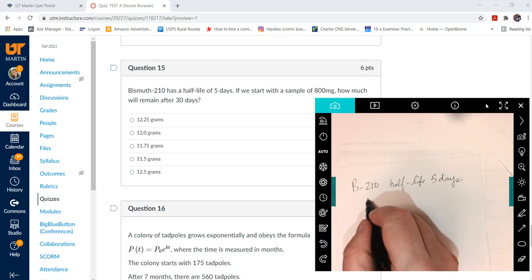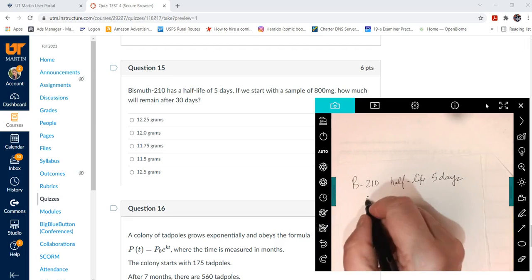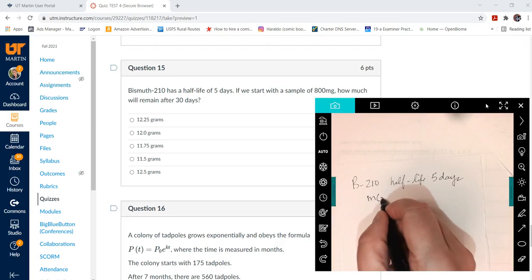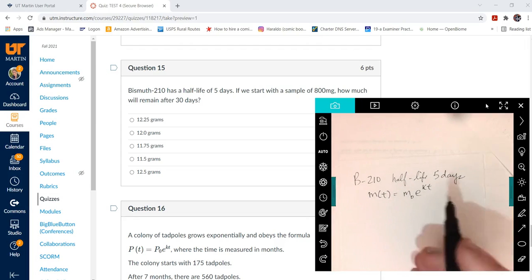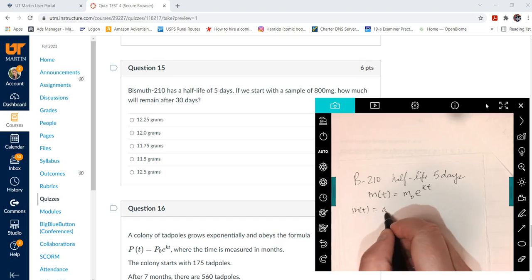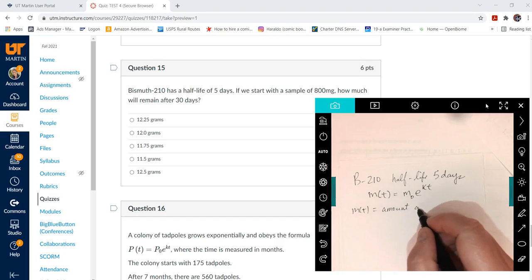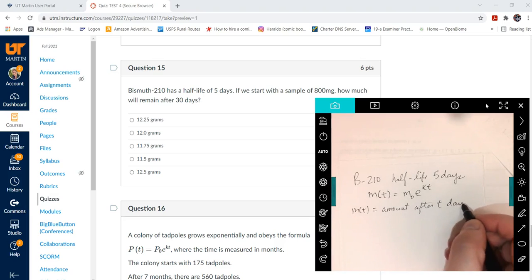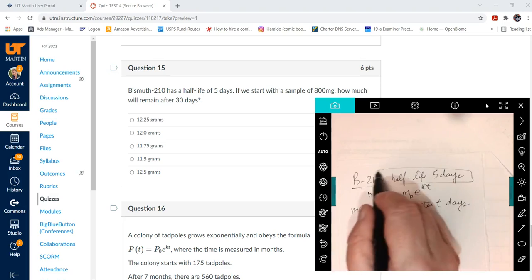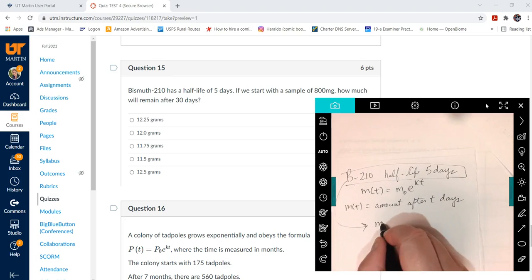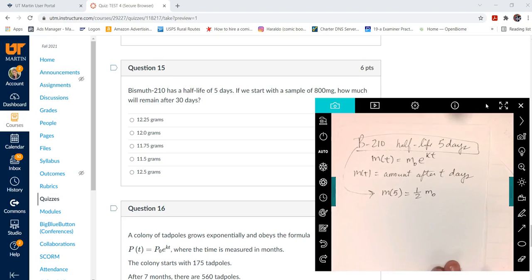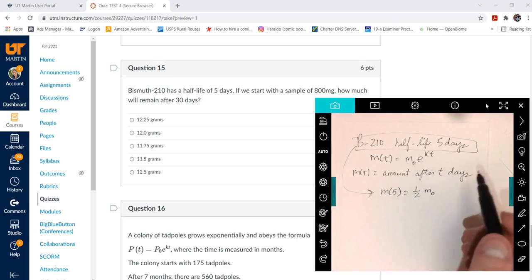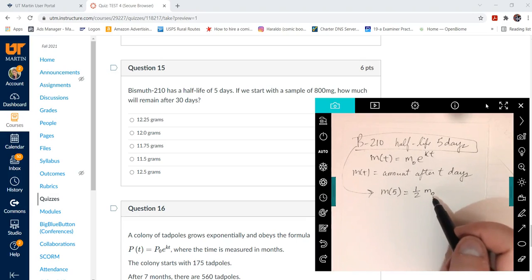That means now we don't have any formulas, so I'm going to use M for my formula. The letter is inconsequential. So M of T is the amount after T days. This statement means that the amount present after 5 days is half of what you started with. And that's what you absolutely have to do, is take a statement and turn it into a formula.